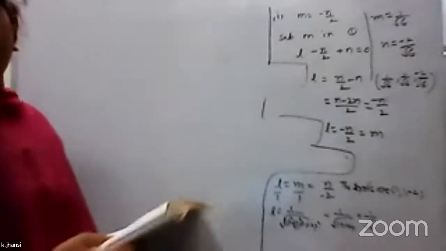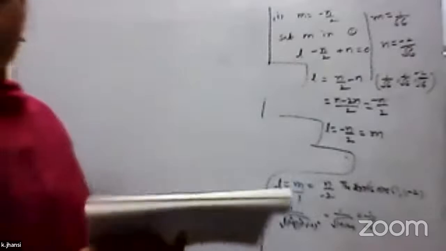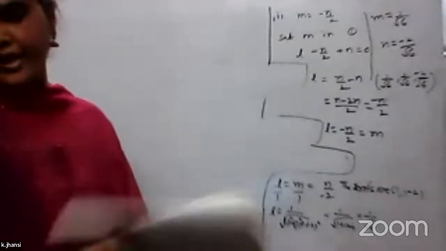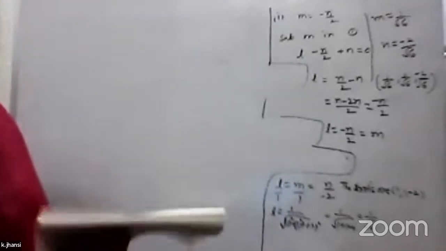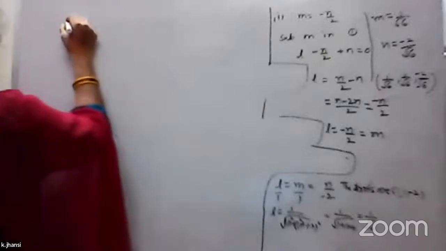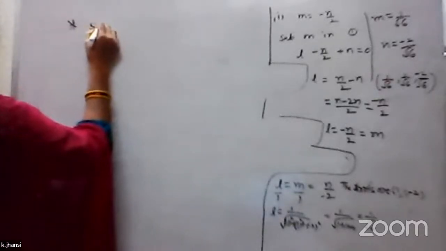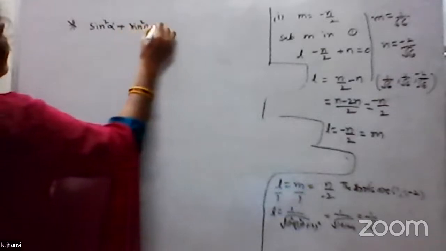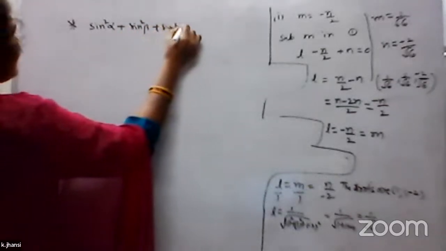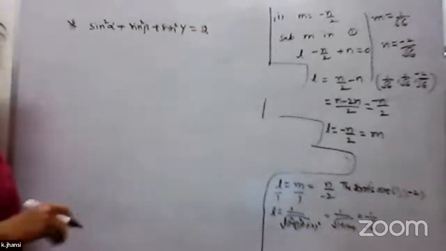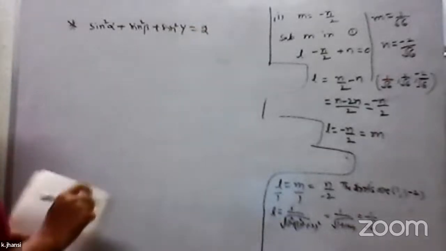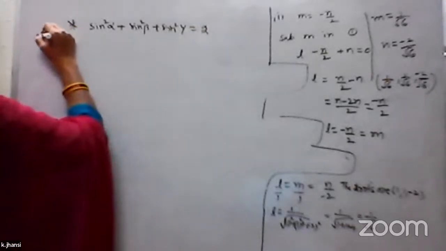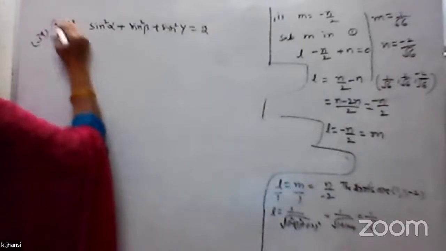So the question is question 21, page number 39. So we have to show that sine square alpha plus sine square beta plus sine square gamma equals 2. Okay, so this is the question. It is page number 39, question 21.